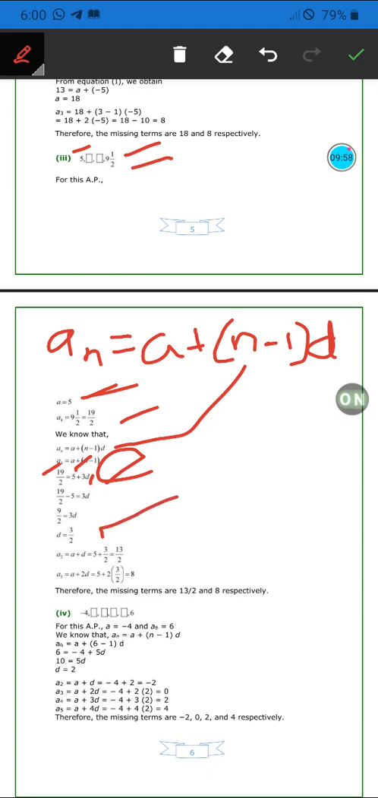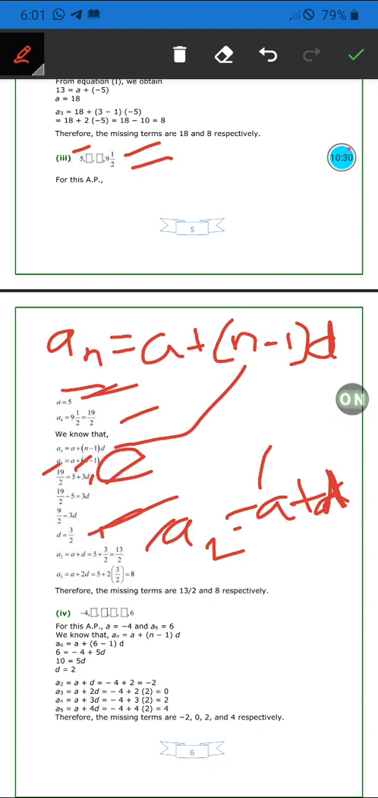So A2 means what? I told you, A2 means A plus D, A3 means A plus 2D, A4 means A plus 3D. Directly, A10 means A plus 9D. So A100 means A plus 99D. So as A2 means A plus D, we know A is 5, and D is 3 by 2. So 5 plus 3 by 2 becomes A2. What is that? 13 by 2.